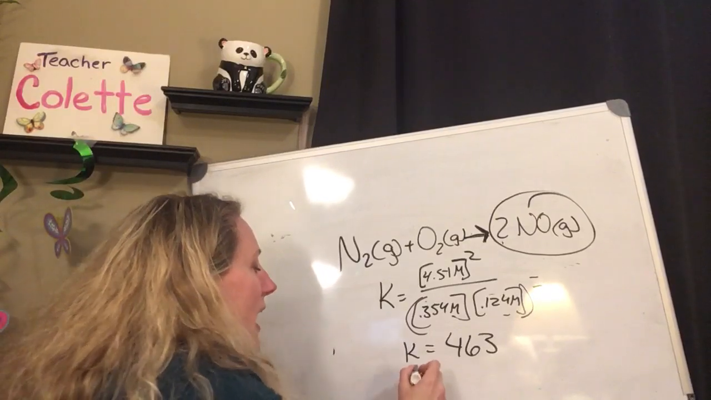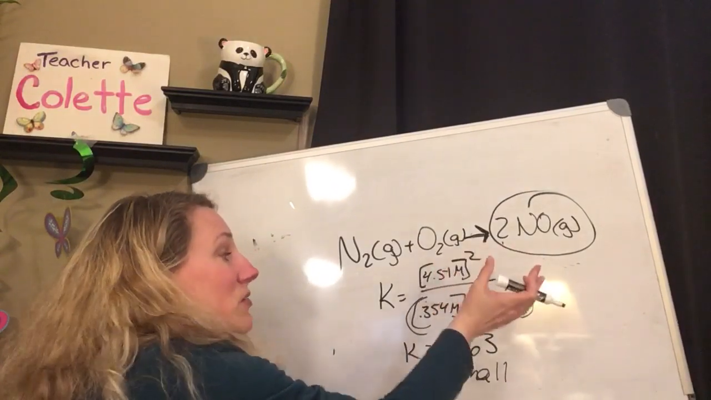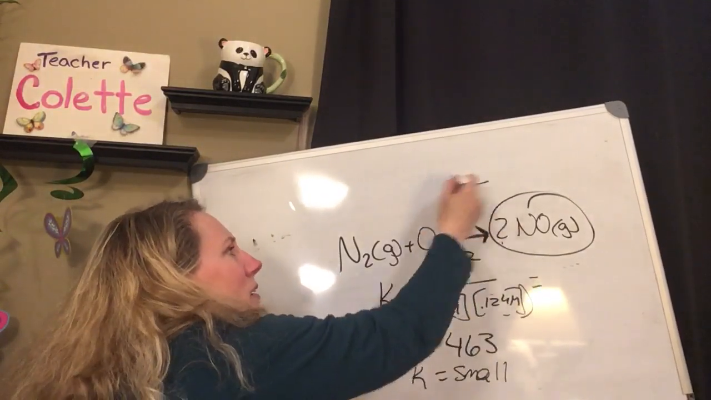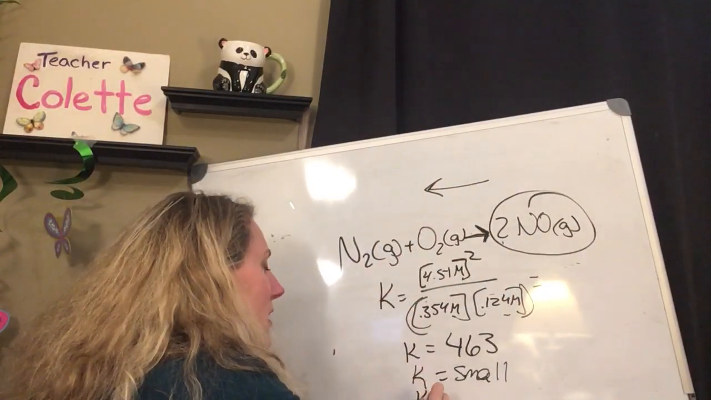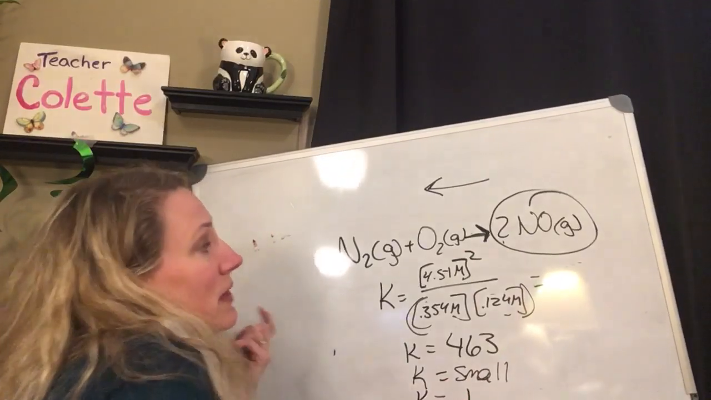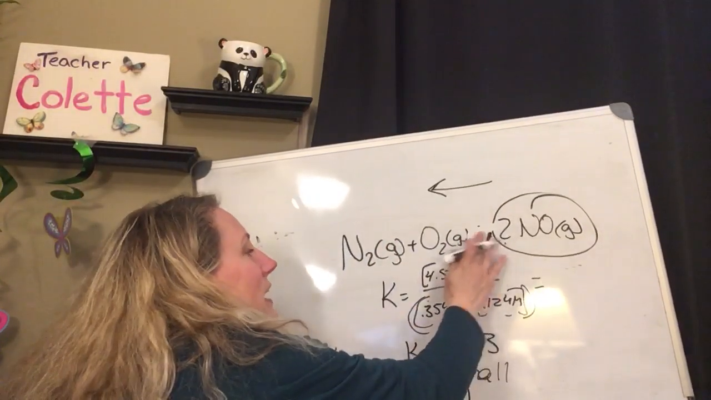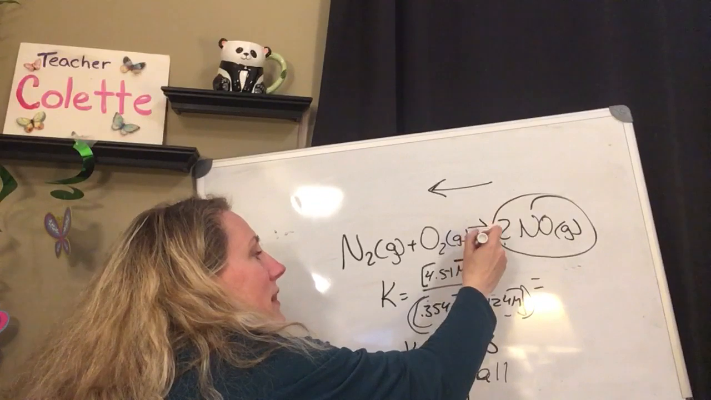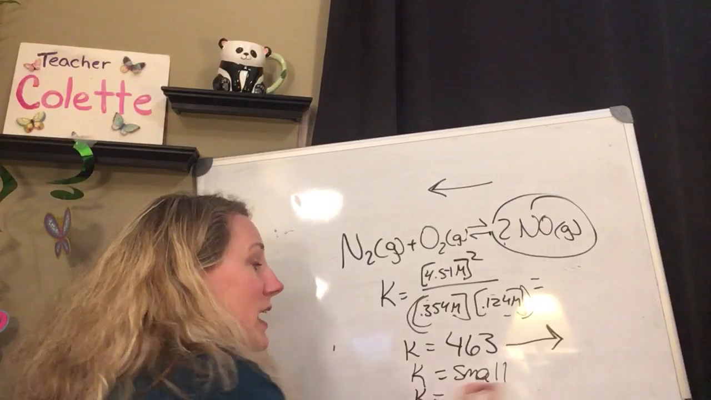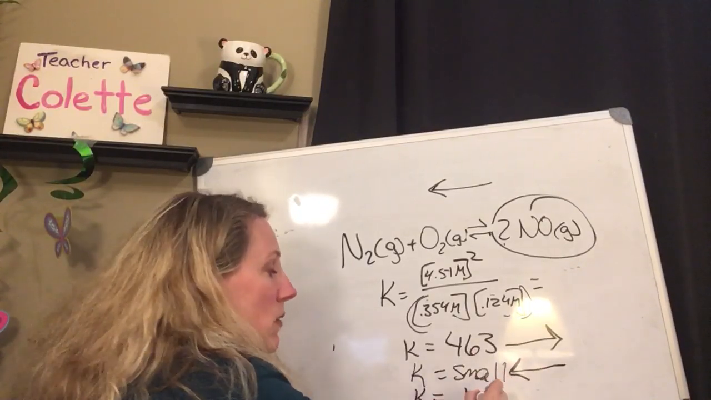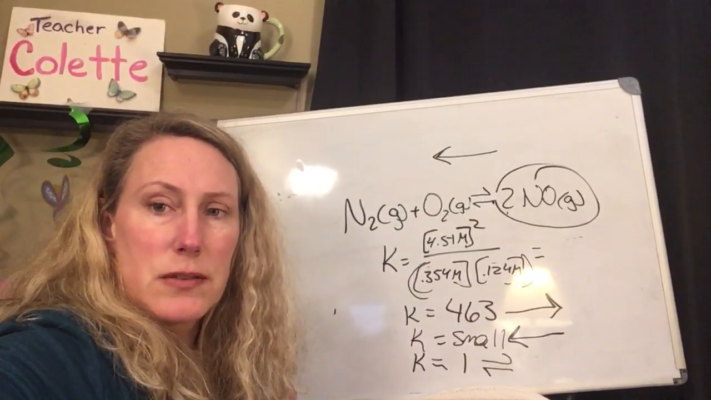If I get a K that is very small, that means my products are small and my reactants are large. That means my arrow really goes this way, weighted more towards the reactants. If I get a K that's around 1, that means I make just as much products as I do reactants, and so I should really have an arrow that goes that way and that way, about the same. So if my K is large, I'm going to draw an arrow that way. If my K is small, I'm going to draw it that way. And if it's about 1, I will draw it in both directions. Hopefully you can see that, both directions.